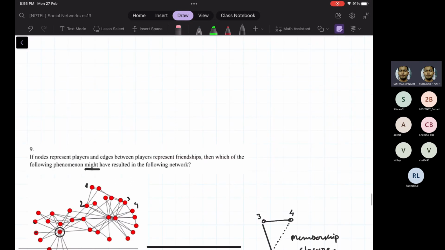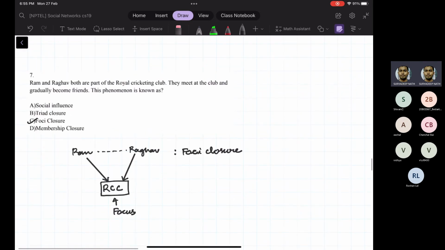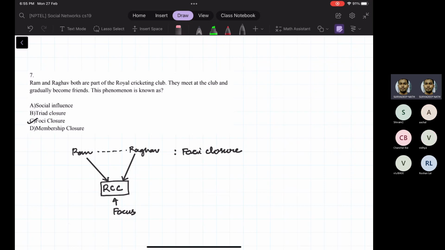Someone is asking for question 7. Question 7 is asking, Ram and Raghav are both members of the Royal Cricketing Club. They meet at the club and gradually become friends. This phenomenon is known as. So the right option is foci closure.